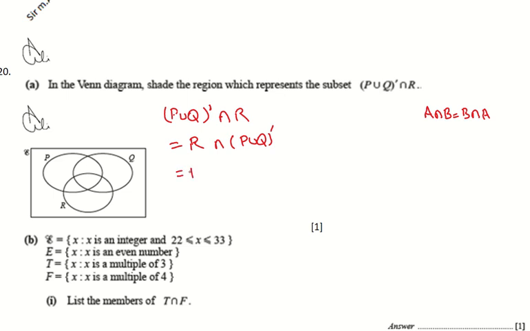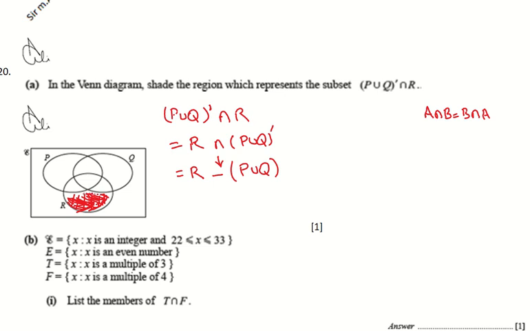So change intersection with negative sign and remove the complement sign from the next set, which is P union Q. So R minus P union Q. So the remaining elements are these. We shade the remaining elements of R excluding P union Q.